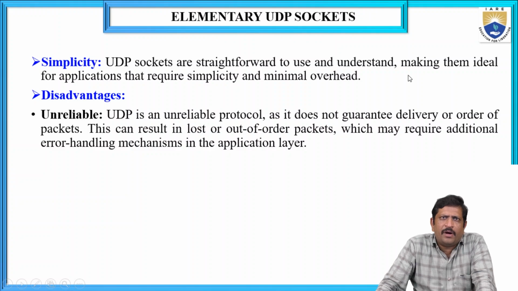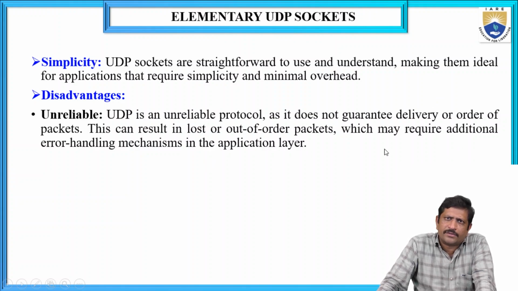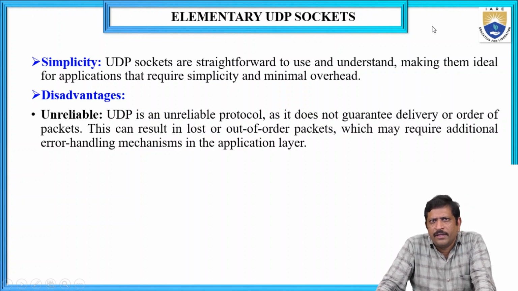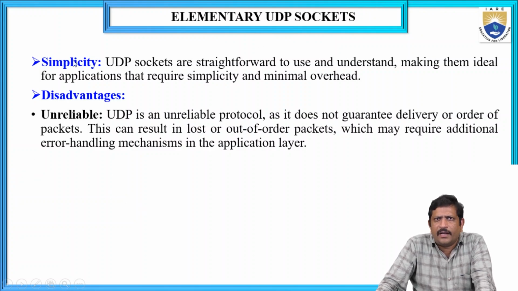and making them ideal for applications that require simplicity and minimal overhead. Disadvantages. Disadvantages means here it is unreliable. UDP, User Datagram Protocol, is an unreliable protocol because it doesn't guarantee the delivery or order of the packets. Why? Because it's connectionless. If the connection is lost or any socket fails, it doesn't give a guarantee of deliverability of the data. That's why we are saying it is unreliable.